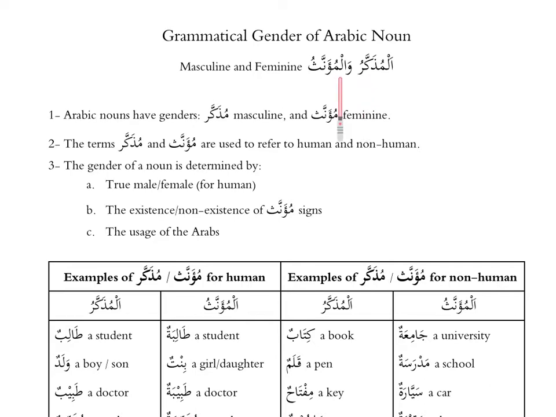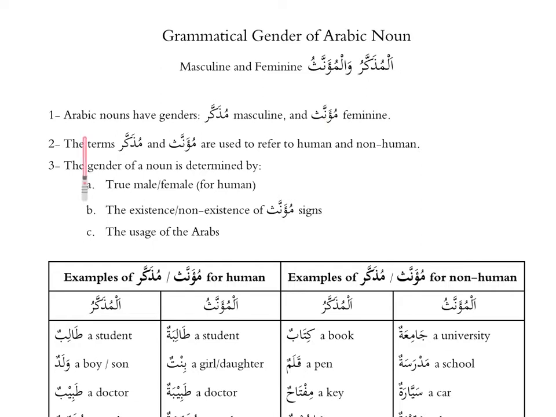Another term is al-mu'annath, or you can just say mu'annath. Mu'annath is referring to a feminine word. So we have these two terms, al-muzakkar and al-mu'annath. Okay, so here, if you look at the points, I said that Arabic nouns have genders. First is muzakkar and second is mu'annath.